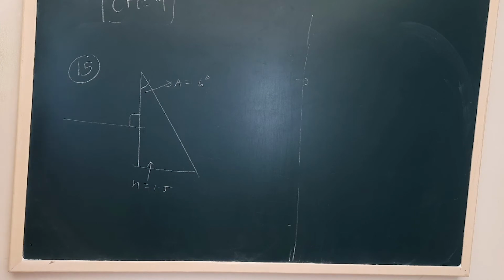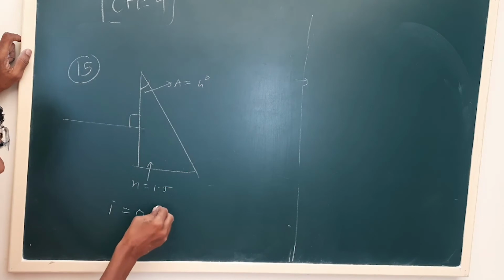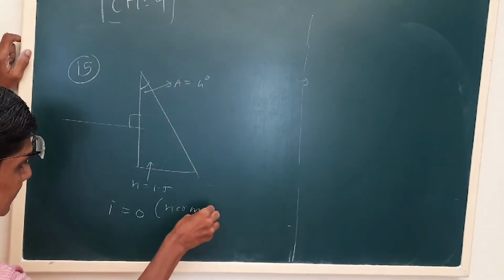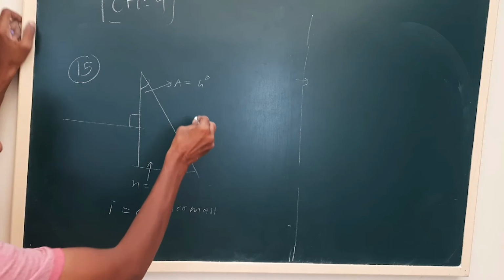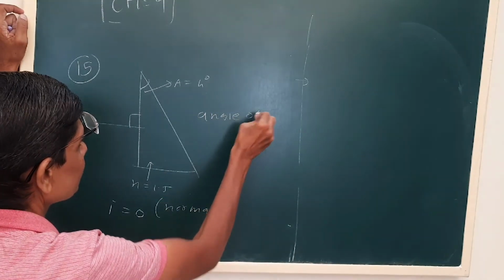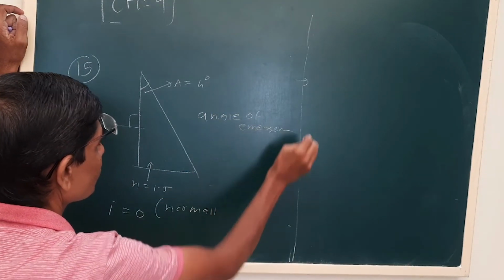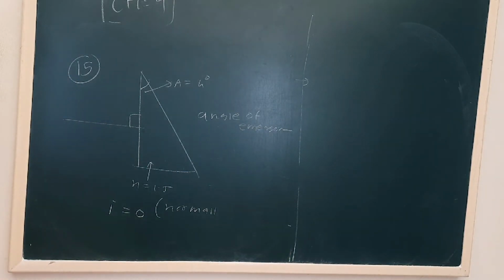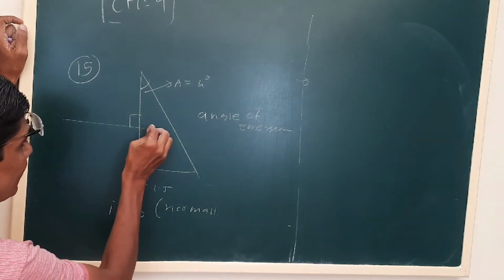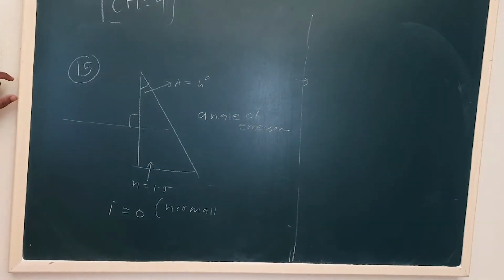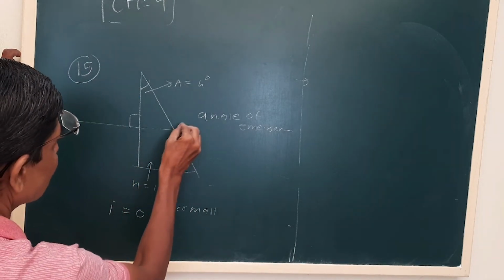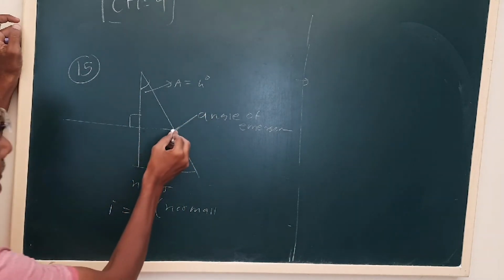Now see, just now, we have to calculate the angle of incidence. Here i is 0. Why? Because the ray is incident normal to the surface. If this is 90 degree, instead of moving in this direction it will move in a straight line. Now this is a normal to the other surface.